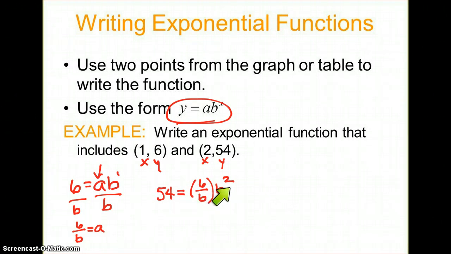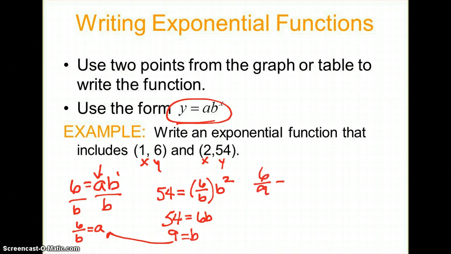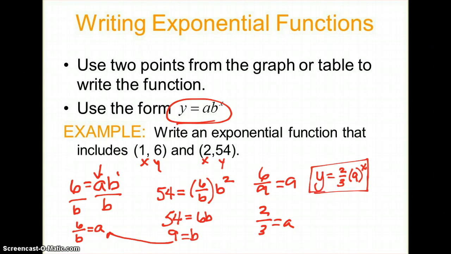What that does is give me all the same variables, so I can combine this together, and I end up with 54 equals, when I do this reducing here, b squared over b just makes this 6b. So then I solve for b by dividing by 6, and I get 9. So I know that b is 9. Now, once I know that b is 9, I can go back over here and figure out what a is. 6 over 9 is a, and 6 over 9 is 2/3. So now that I know that a is 2/3, let's put together our whole function. So y is 2/3 times 9 to the x. And there's my final function right there.